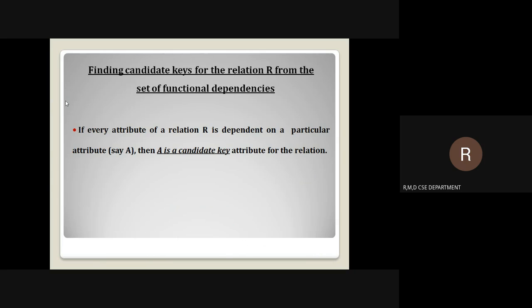Already in a video, I have explained the concept of finding the closure of the attribute set. The link is given in the description box. Now, we will discuss how to find the candidate keys for the relation with the help of the given functional dependencies.